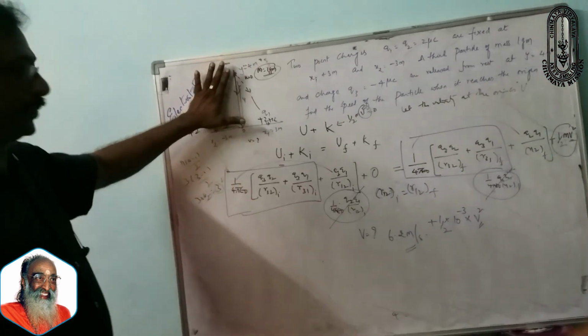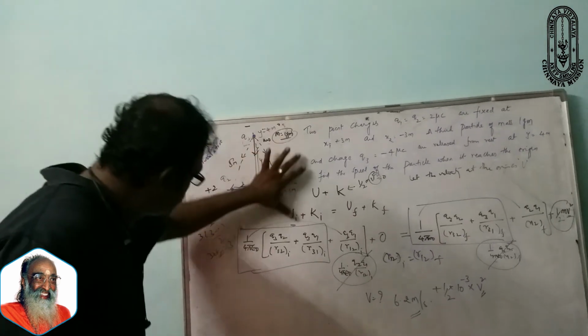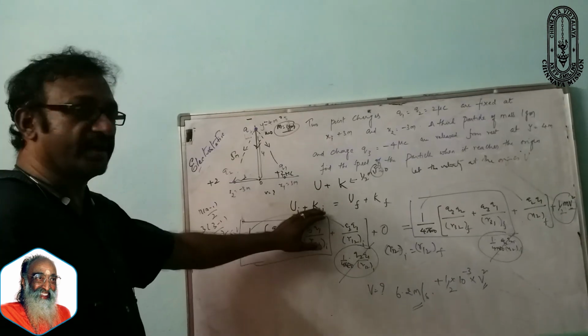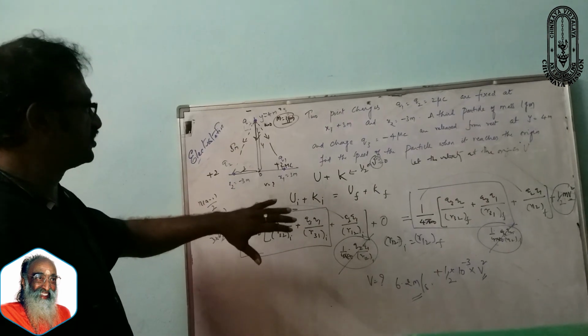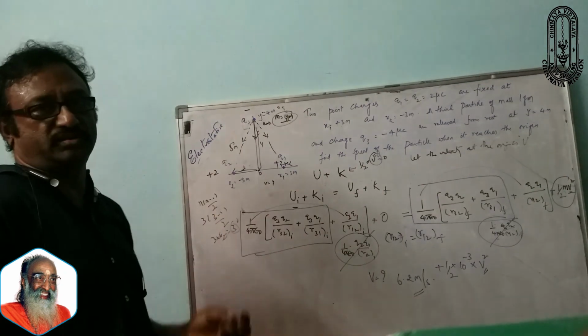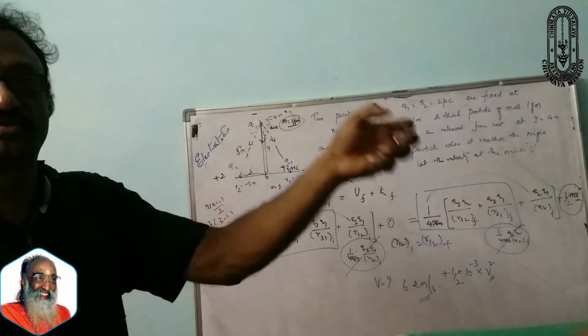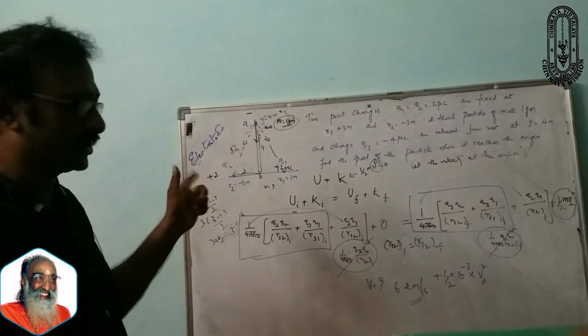So initially, what do you mean to say? What is the total energy of the system initially? Ui plus Ki. That will be equal to the total energy of the system finally, Uf plus Kf. By equating this, you are going to get the answer. Very simple technique we used and applied the principle of potential energy of the system. Okay? Take a screenshot.